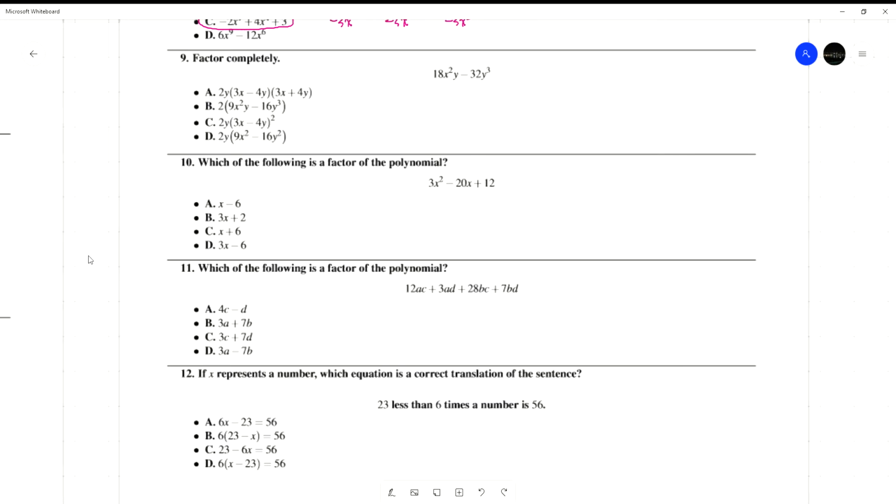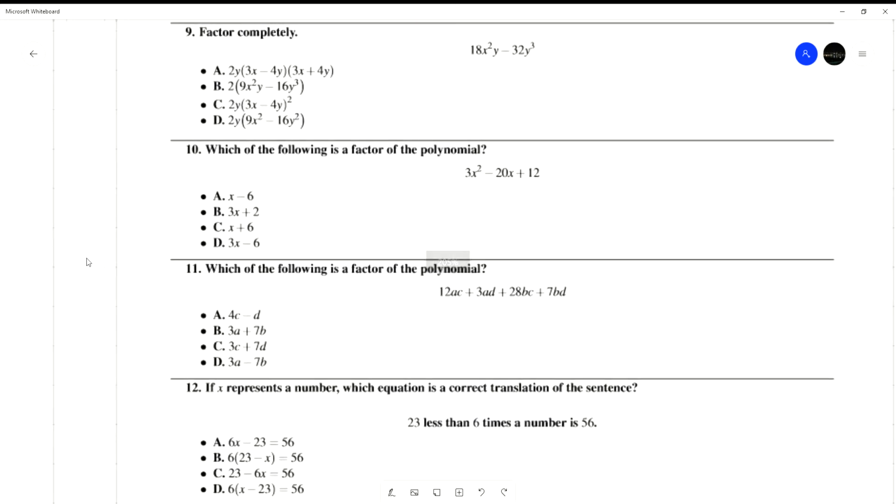Okay, let's look at the next 4. Number 9, we look for the GCF, right? And if you get stuck, look at the answer choices. They show you it's either 2y or just 2, right? Both terms have y, so it has to be 2y, right? And you're left with 9x squared minus 16y squared. And hopefully you recognize that answer choice D is not correct because it's not factored completely.